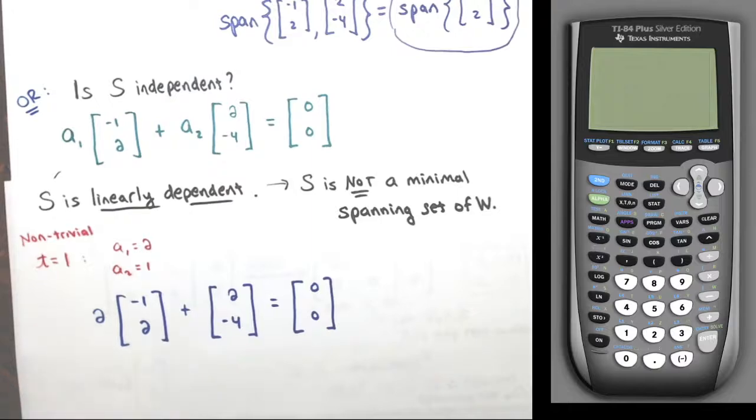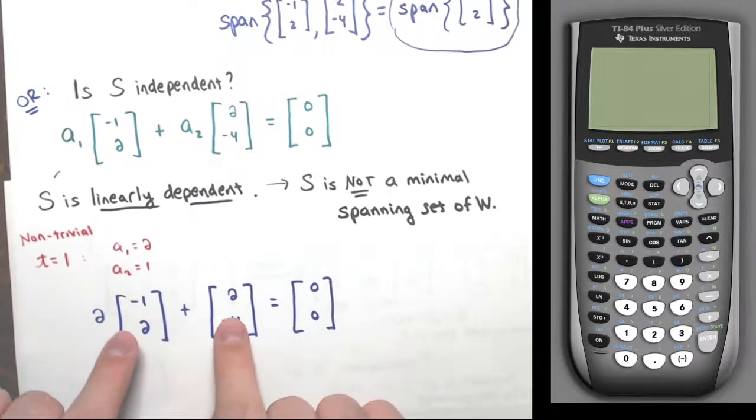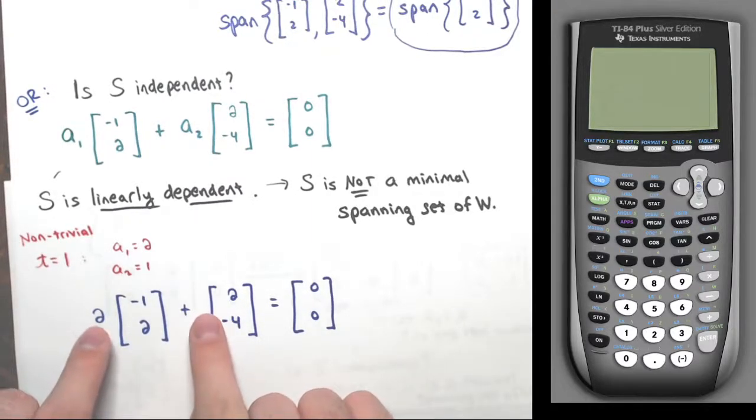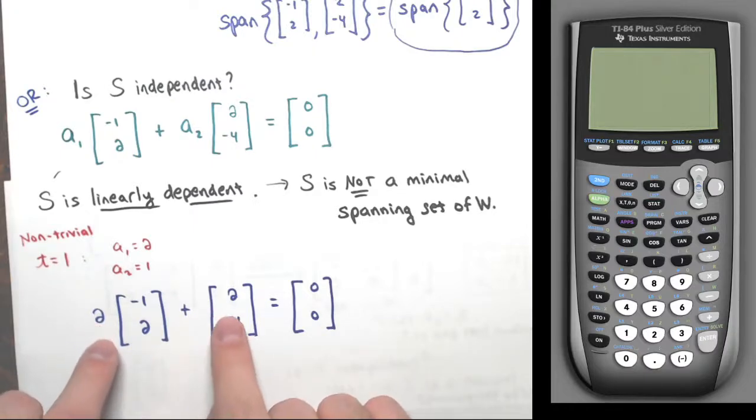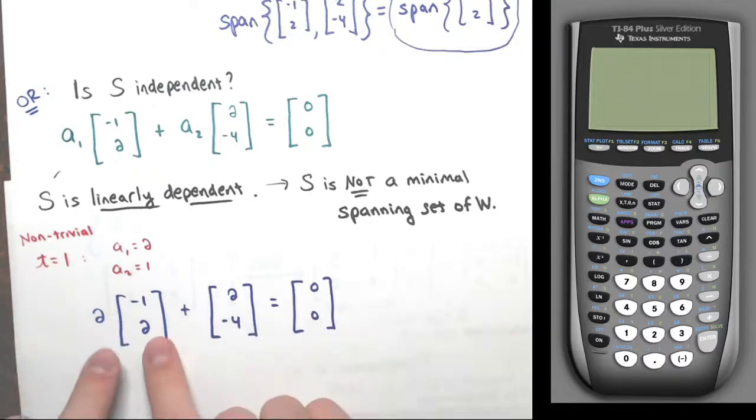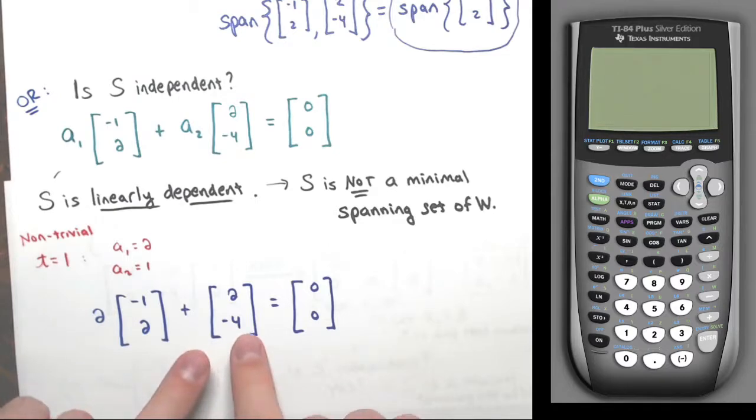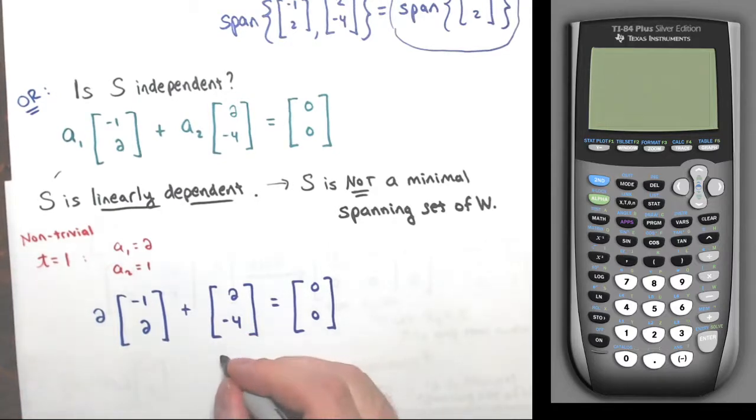And this is how you can find them. Any vector that has a non-zero coefficient or a non-zero scalar in front of it, you can solve that for that vector. You can get that vector in terms of the other ones. So I could solve for vector negative 1, 2, or I could solve this equation for vector 2, negative 4. And I'm going to do what I did earlier. I'll solve for this vector, get it alone.